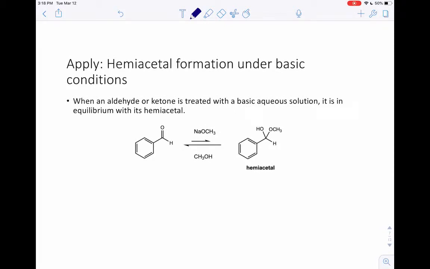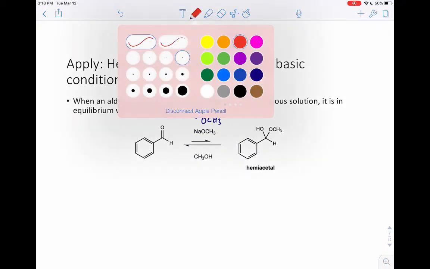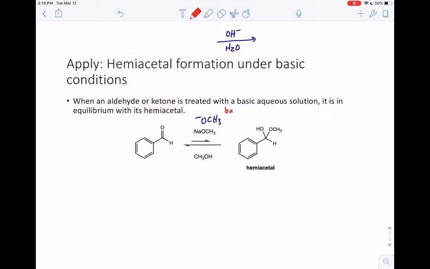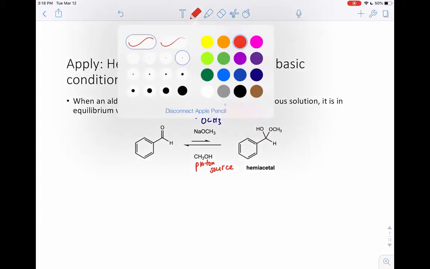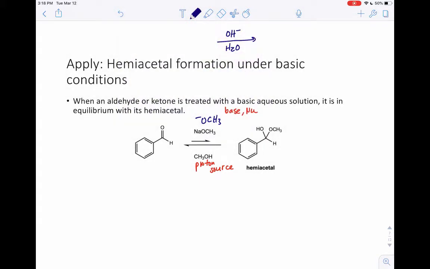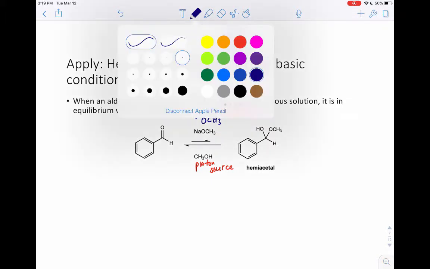Now if we change this up just a little bit, instead of using hydroxide, which we had on the previous slide, let's use sodium methoxide instead. And then instead of water, we'll use methanol. So methanol is the conjugate acid of methoxide, just like water is the conjugate acid of hydroxide. Methoxide is either going to act as a base or it's going to act as a nucleophile. And methanol is probably just going to be a proton source. It's going to act as an acid. Even though it's not very acidic, in basic solution, it can act as an acid if we needed to, just like water can.